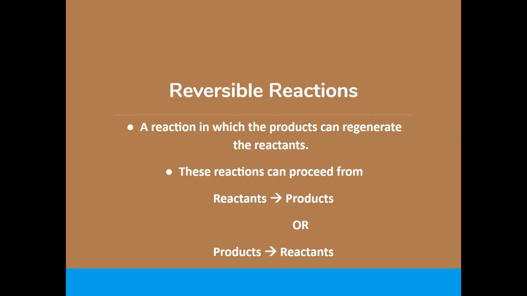First of all, let's define reversible reactions. A reversible reaction is one in which the products can regenerate the reactants, which means that you can either start from your reactants and make products, or if you have your products, you can go backwards and remake those reactants.